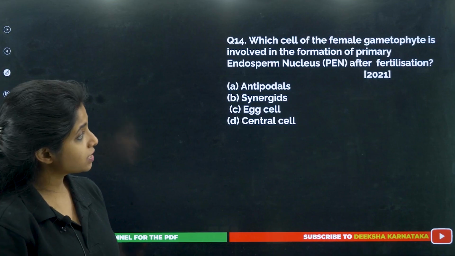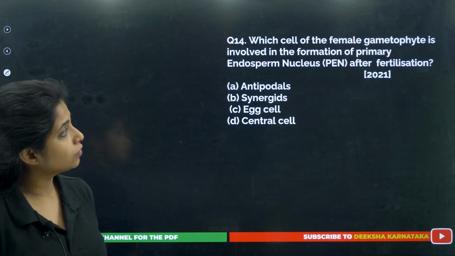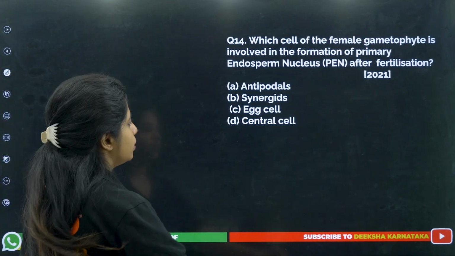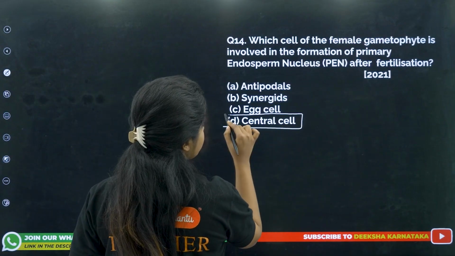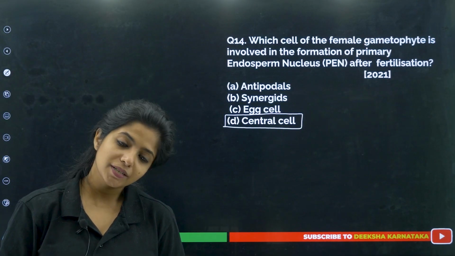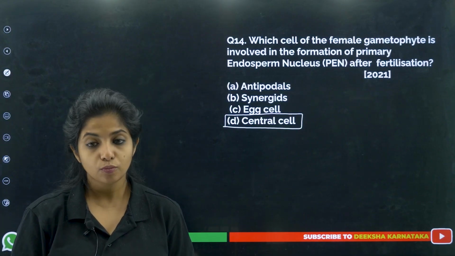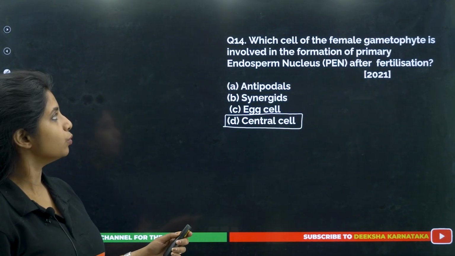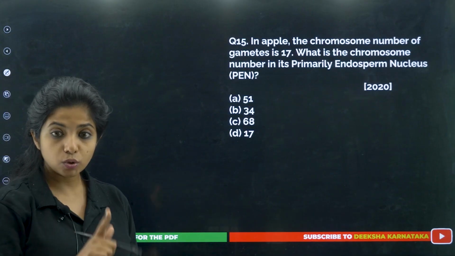Next question. Which cell of the female gametophyte is involved in the formation of primary endosperm nucleus after fertilization? So you know it. Primary endosperm nucleus means you're talking about the central cell. The 2 polar nuclei of the central cell plus the male gamete gives you the primary endosperm nucleus. You tell me how easy it has become for you to understand things since we drew that.